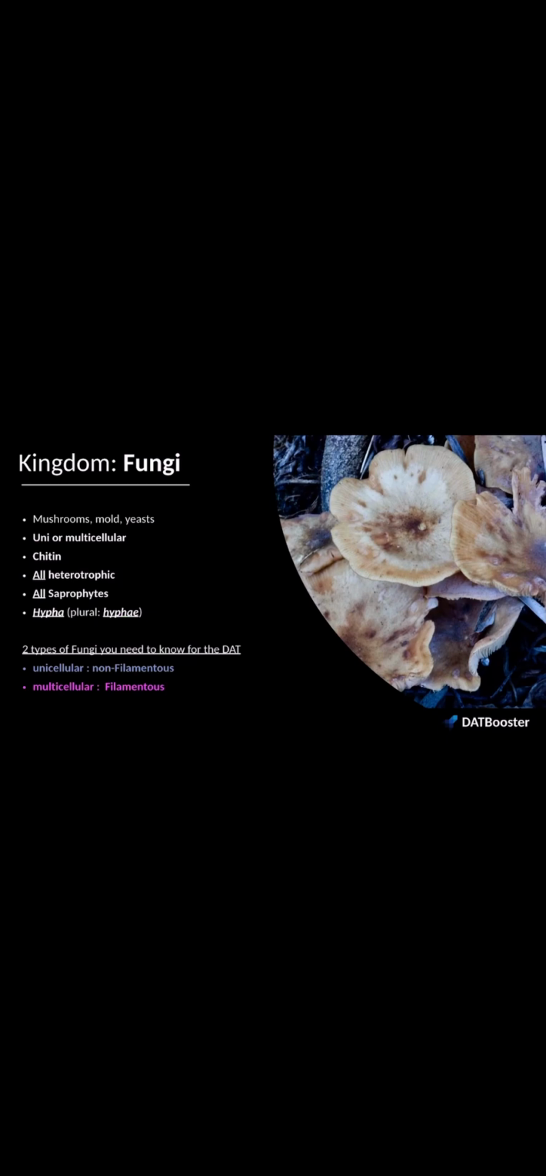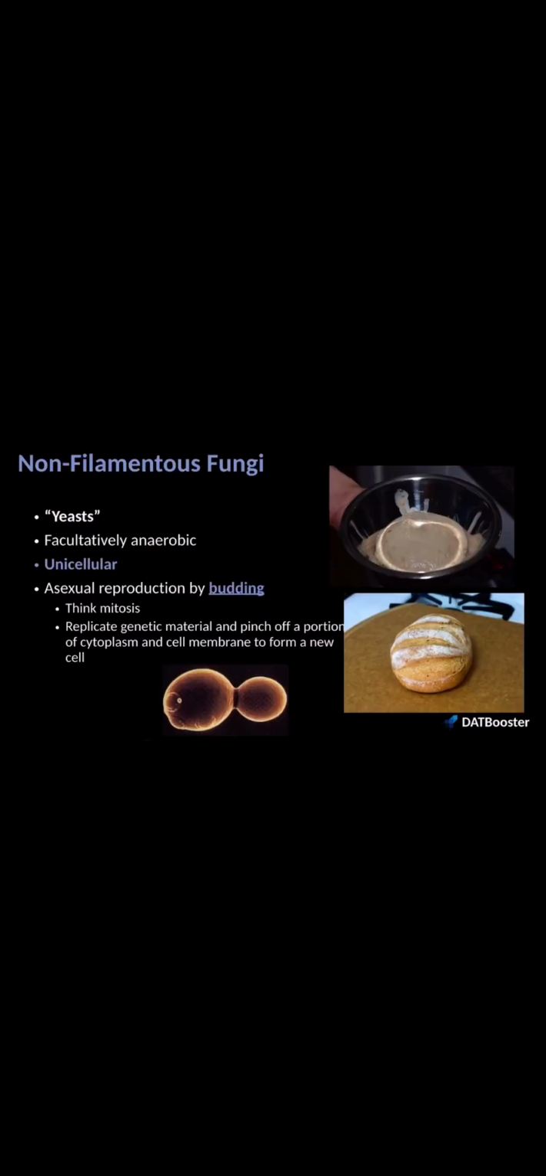And there's two types of fungi that we need to know for the DAT. And that is one, unicellular fungus. This is also called non-filamentous fungus. Or the second group is multicellular fungus. This is called filamentous fungus. So if you see the words filamentous and non-filamentous, it's analogous with multicellular and unicellular fungi. It's the exact same thing. Let's look at non-filamentous fungi or unicellular fungi.